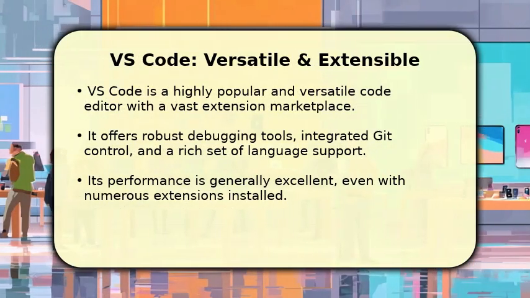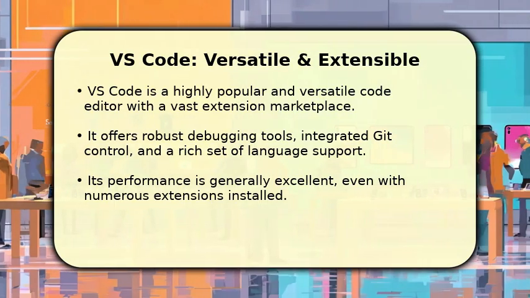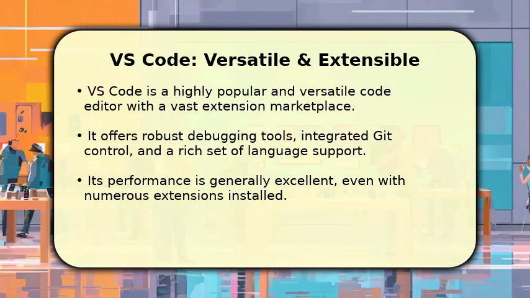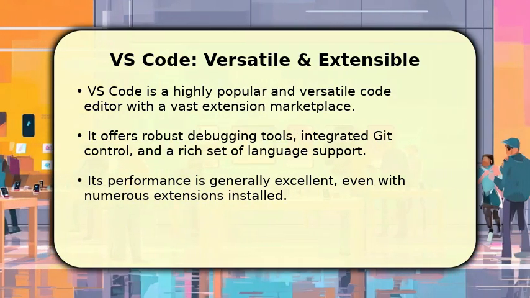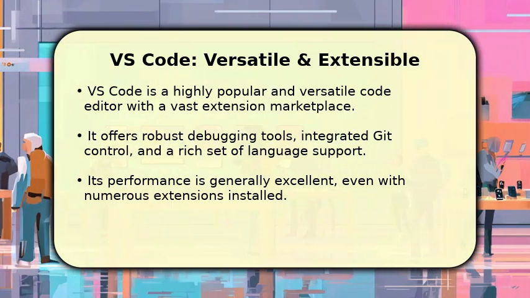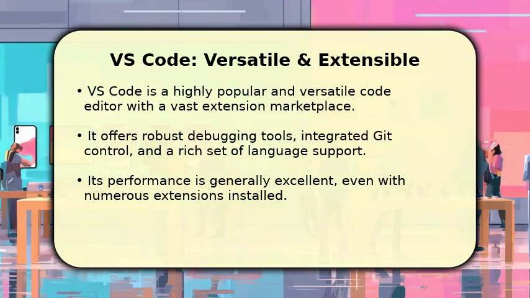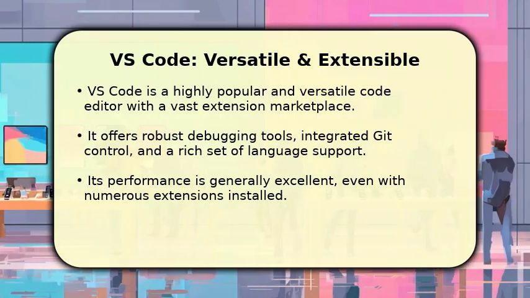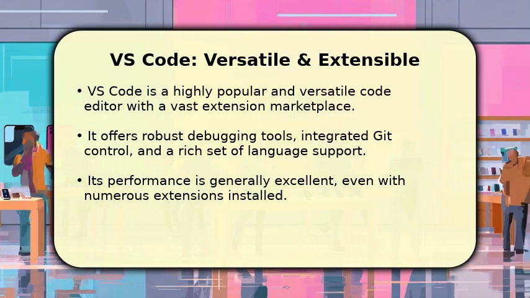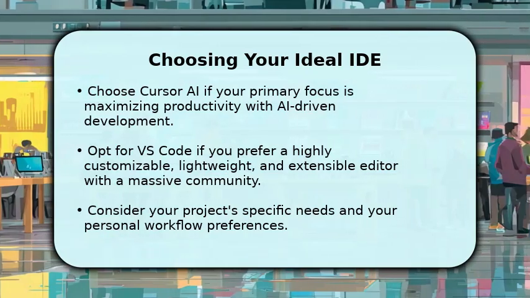VS Code, on the other hand, is renowned for its incredible versatility and vast extension marketplace. It provides robust debugging tools, seamless Git integration, and extensive language support, making it a favorite among millions of developers. Its performance remains excellent, even with dozens of extensions, and you can customize nearly every aspect to perfectly match your workflow. For those who value a lightweight, highly extensible, and community-driven editor with unparalleled flexibility, VS Code continues to be a top contender.